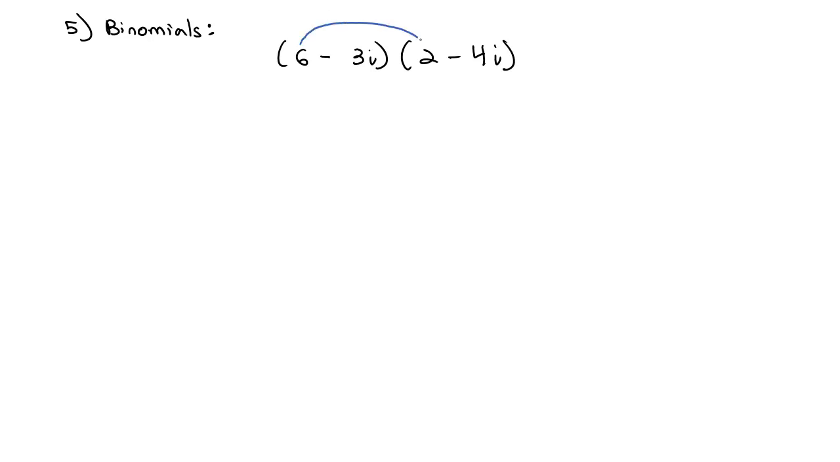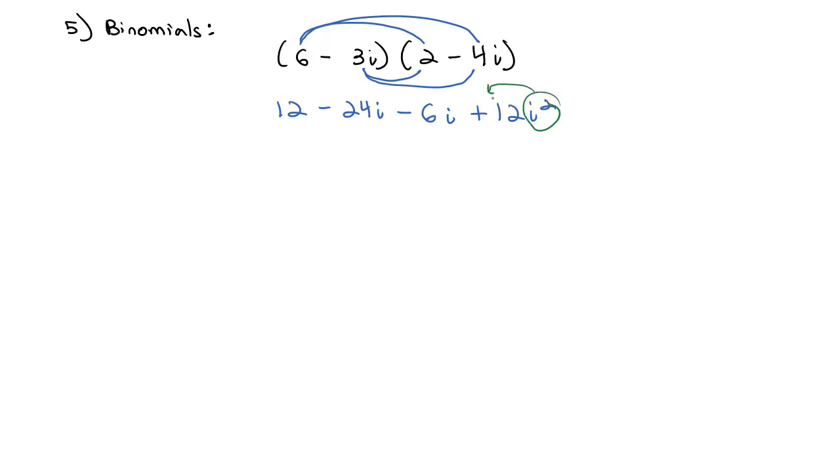And if we can distribute with complex numbers, we can also multiply binomials together, which really is just a lot of distributing. Let's say we've got 6 minus 3i, and we want to multiply by 2 minus 4i. Well, we know from algebra that we're going to take this first number 6 and distribute it onto both parts. 6 times 2 is 12. 6 times negative 4i is negative 24i. Negative 3i times 2 is negative 6i, and negative 3i times negative 4i is positive 12i squared.